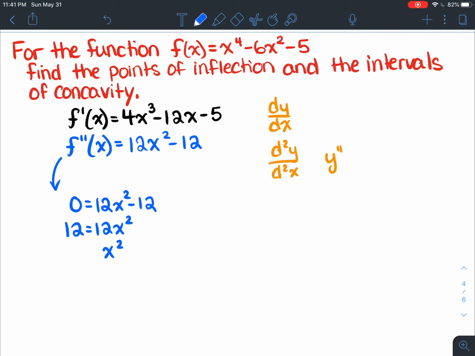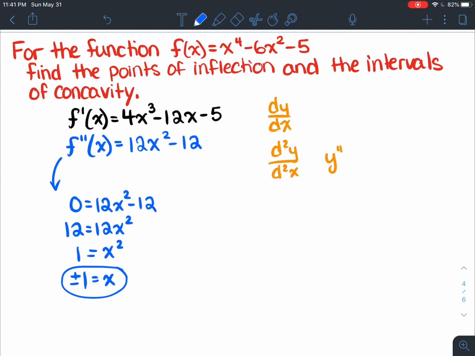And I'll just solve. Remember, when you take the square root, the answer can be positive or negative. So it looks like we'll have 2 points of inflection at x equals 1 and x equals negative 1.